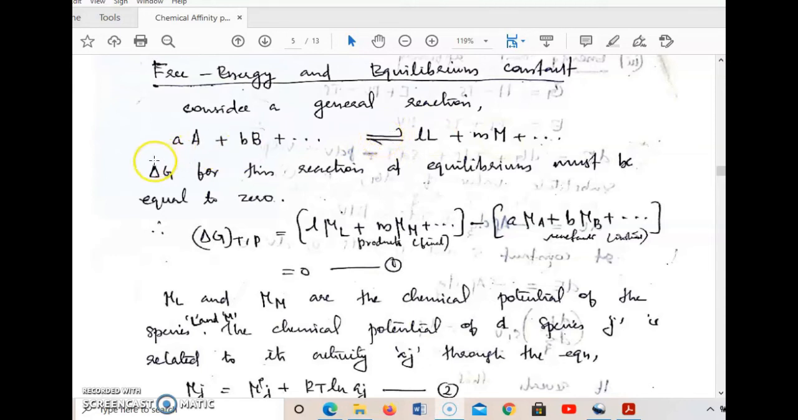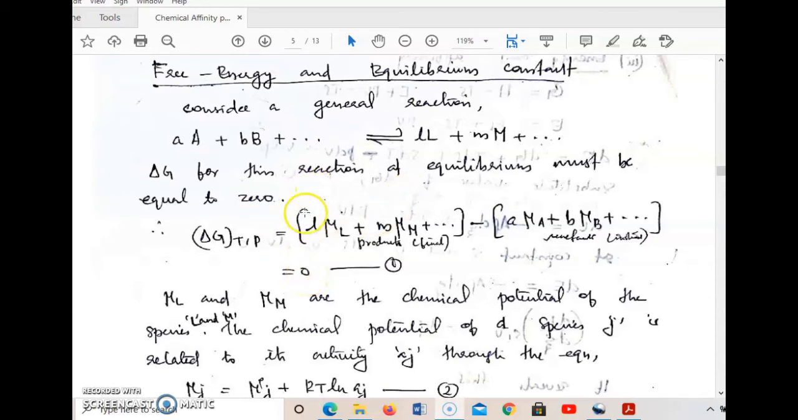So the change in Gibbs free energy, delta G, for this reaction will be equal to 0, right? Because this reaction is in equilibrium and the free energy change associated with a reaction in equilibrium is 0. So we can write the free energy change for this reaction as the sum of free energies of the products minus the sum of free energies of the reactants, that is delta G at constant temperature and pressure, and that can be equated to 0 because this is an equilibrium reaction.